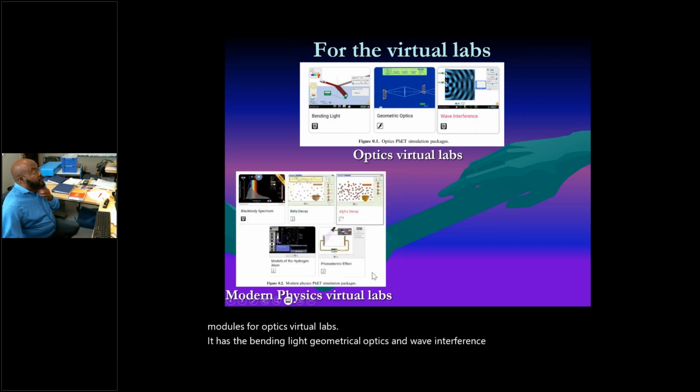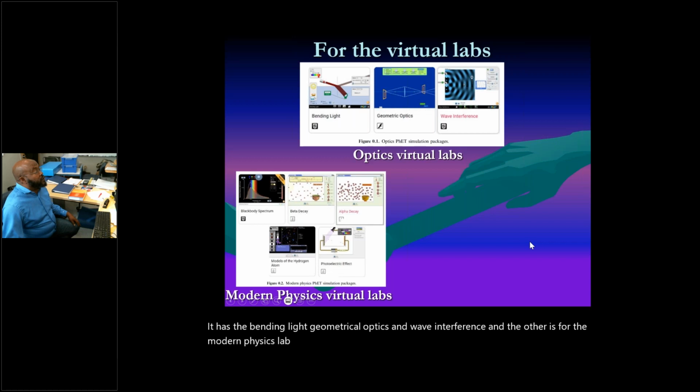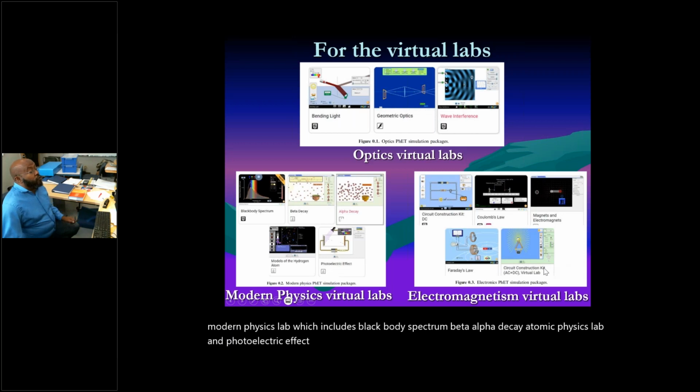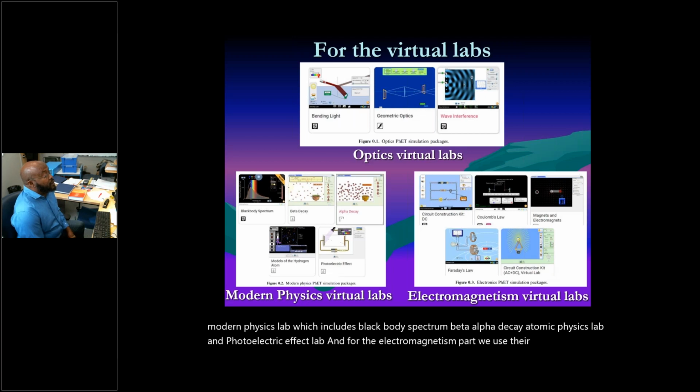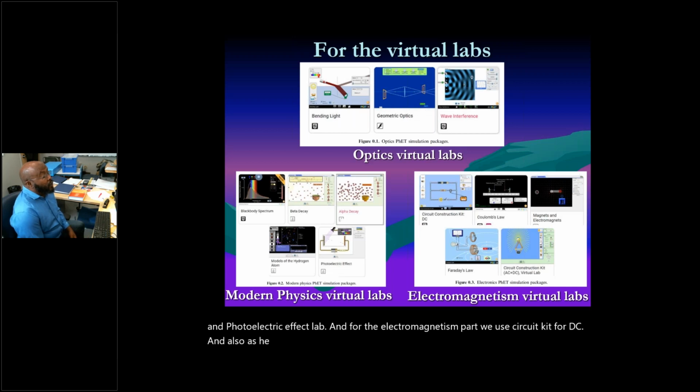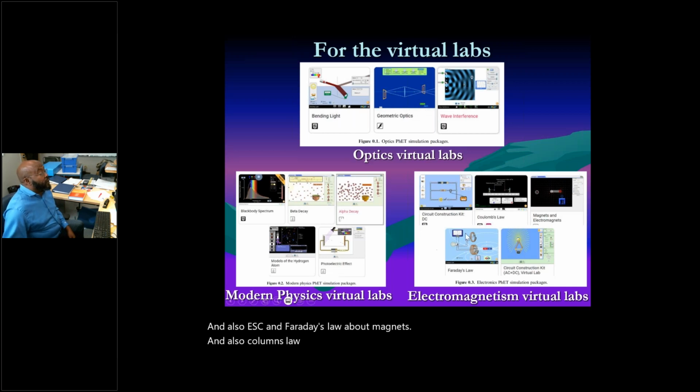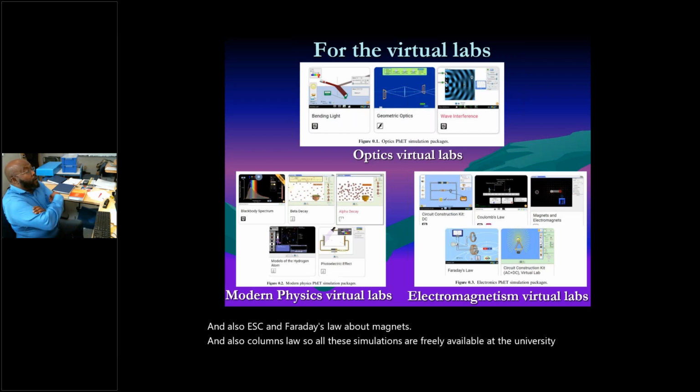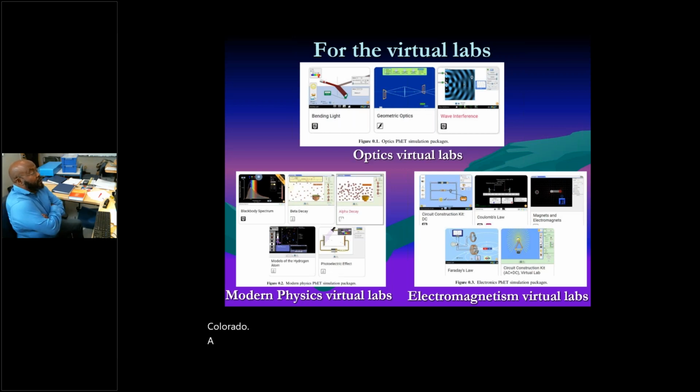And the other is for the modern physics lab, which includes black body spectrum, beta and alpha decay, atomic physics lab, and photoelectric effect lab. And for the electromagnetism part, we use their circuit kit for DC and also AC, and Faraday's law about magnets, and also Coulomb's law. So all these simulations are freely available at the University of Colorado Boulder, freely for the public.